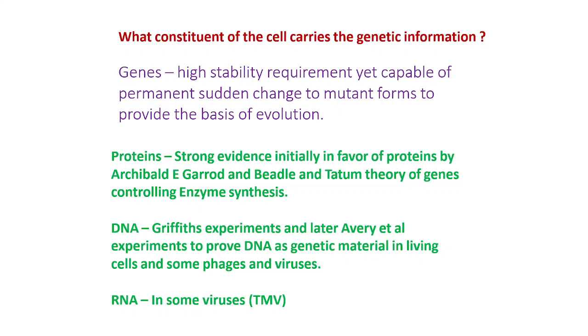Then there was an idea about proteins, DNA, and RNA. These were different studies. Why is it important to know? It should be understood how and where the information is actually stored. Scientists were trying to figure this out, and they found strong evidence initially in favor of proteins, by Garrod and Beadle and Tatum, with theories of genes controlling enzyme synthesis. So they thought that there might be some proteins within the cell playing an important role.